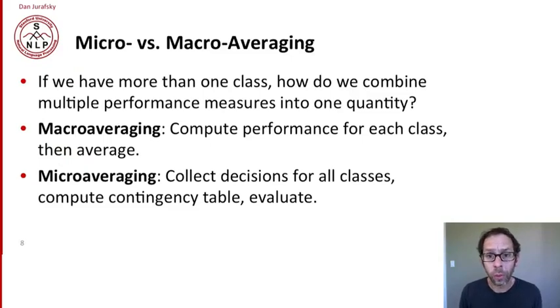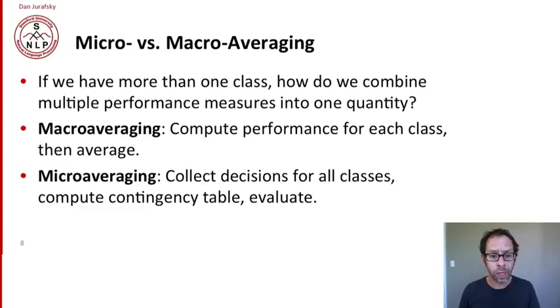Now, since we have more than one class, we're going to need a way to combine the precision and recall values we get from each class into one measure, because it's often useful to have a single measure. And there are two standard ways to do this. In macro averaging, we compute the performance, the precision or recall or F-score, for each class, and then we average them to get an average value. So if we have 118 classes, we're going to compute 118 precisions, and we're going to average them all to get a macro average precision.